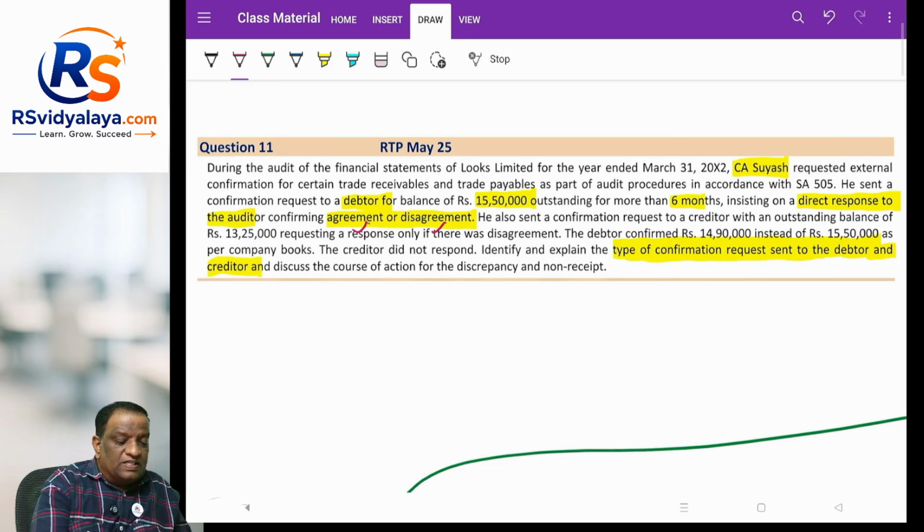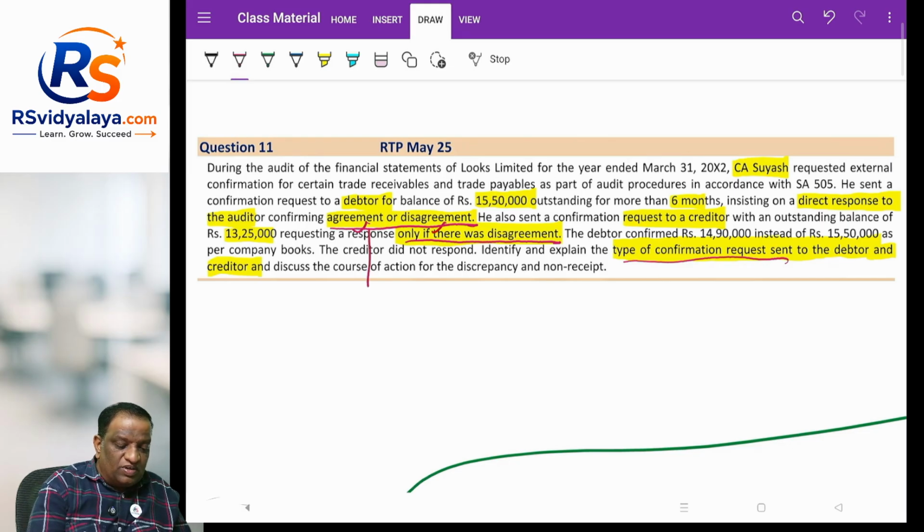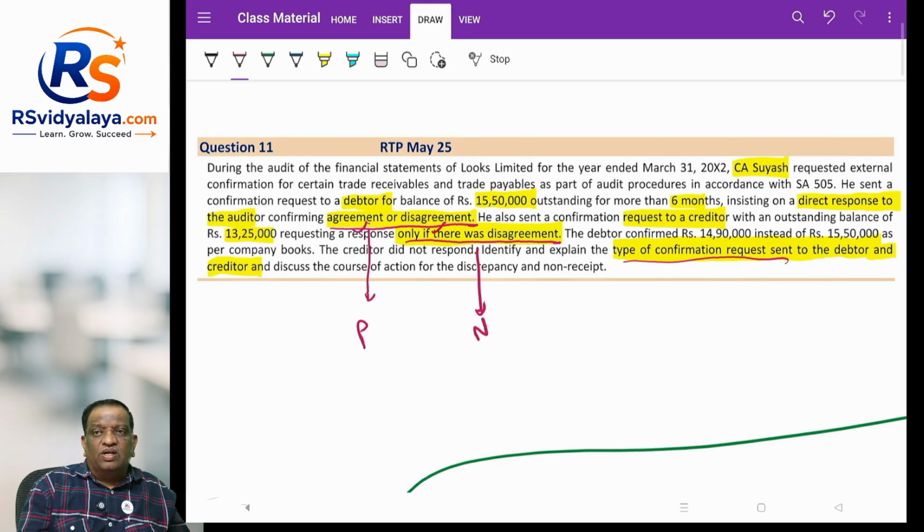And look at the continuation: he sent a confirmation request to a creditor with an outstanding balance of 13,25,000, where he is requesting a response only if there is a disagreement. Only if there is a disagreement. But in the earlier case, whether he agrees or disagrees. Then he is asking what types of confirmation requests he sent. It is simple. When you want a response whether you agree or disagree, it is called positive, and when you want that party to respond only when there is disagreement, that is what we call negative confirmation.